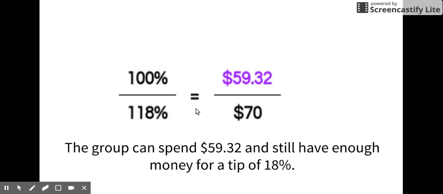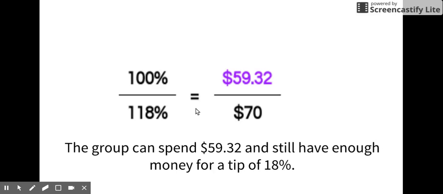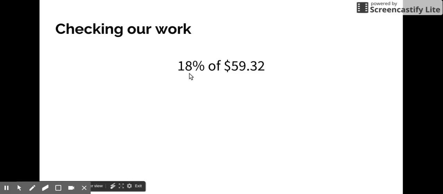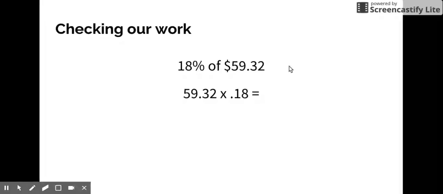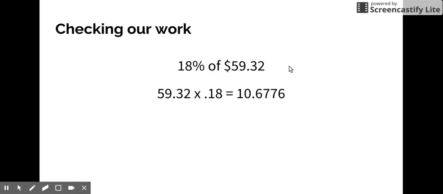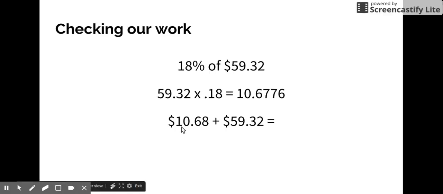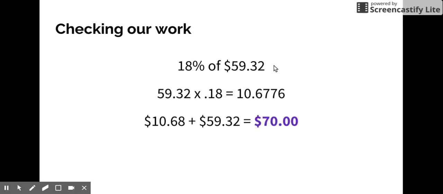Okay, if we wanted to check our work, this is a way we could do it. Now that we know they can spend $59.32, we can think, what is 18% of $59.32? To do that, we can do 59 and 32 hundredths times 18 hundredths, and we get 10 and 6,776 10,000ths. Now we can take that number, we'll round to the nearest cent, and so we've got $10.68 plus our $59.32, and we get $70 exactly.